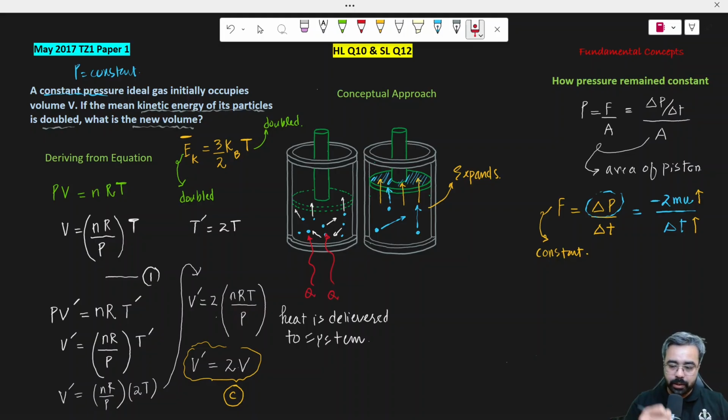Okay, so this is why the pressure is constant. So it means that the volume will increase. That's why, and mathematically we have proved that this should be 2v.